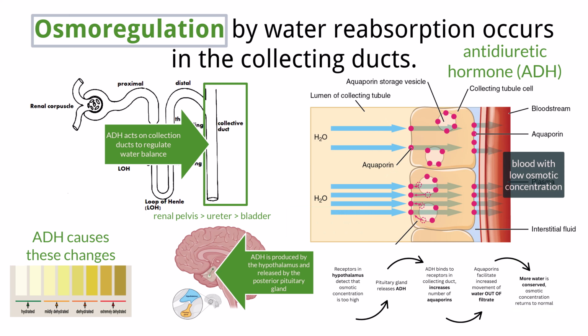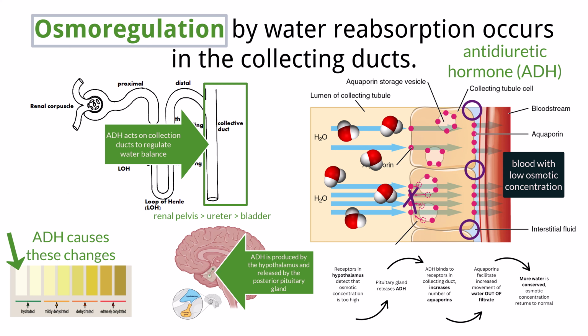If a person has blood that is too dilute, less ADH is released, fewer aquaporins are inserted into the collecting duct, and ultimately, more water stays in the filtrate, producing a dilute urine pale in color. Urine dark in color means you might be dehydrated, and your kidneys are working to retain water. Colorless urine could mean you might be overhydrated, and your kidneys are working to excrete excess water.